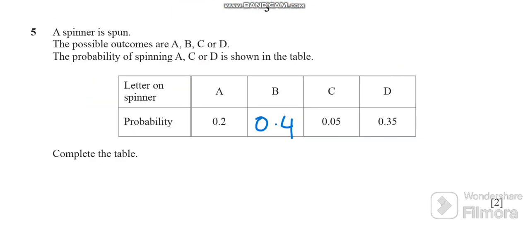Question 5 states a spinner is spun. The possible outcomes are A, B, C, or D. The probability of spinning A, B, or D is shown in the table.